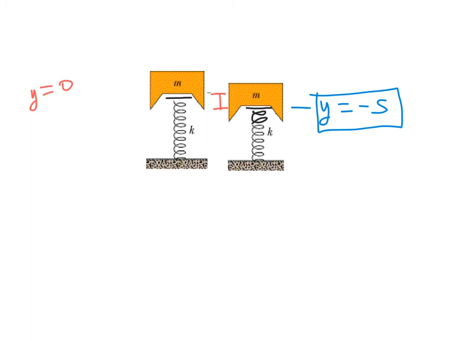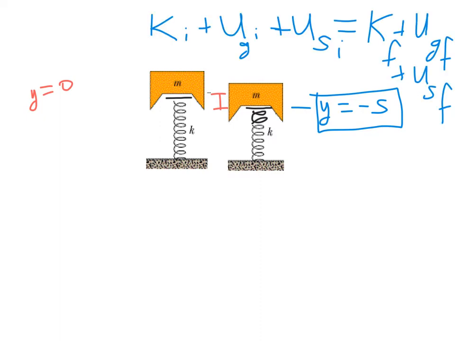Alright, so we're going to use energy conservation, so let us set that up. Since we have two types of potential energy in this problem, we have K initial plus U gravitational initial plus U spring initial equals K final plus U gravitational final plus U spring final. And our initial situation is this, and our final situation is this. So let's plug in what we know.